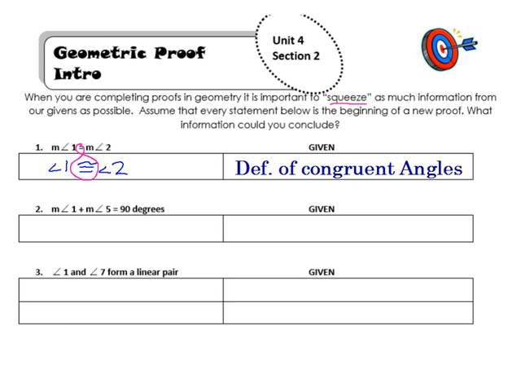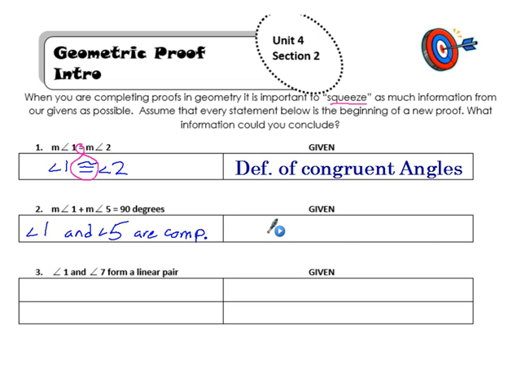So for the next one, the measure of angle 1 plus the measure of angle 5 is equal to 90 degrees. Hopefully that rings a bell from back in Unit 1. We could say something like angle 1 and angle 5 are complementary. We're allowed to abbreviate here.